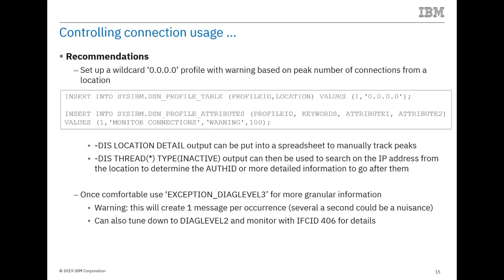Of course, you can always do display location detail. You may want to keep a spreadsheet going over time. Display thread type inactive if you need to get the auth ID or more pertinent information on where those IP addresses are. And then once you get comfortable after monitoring for a good amount of time, you go out and put an exception level in. And then you're going to start rejecting some of these connections because you're comfortable with what normal is.